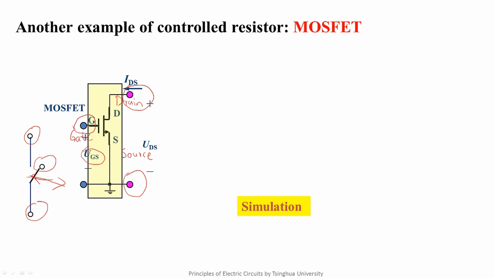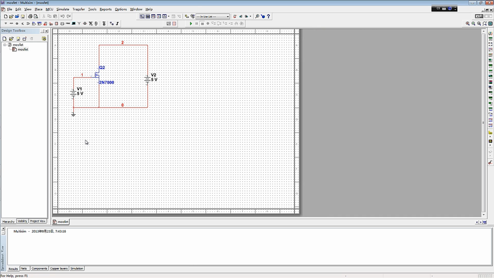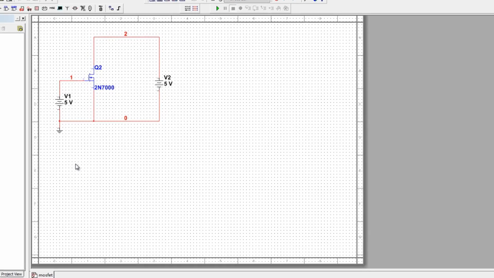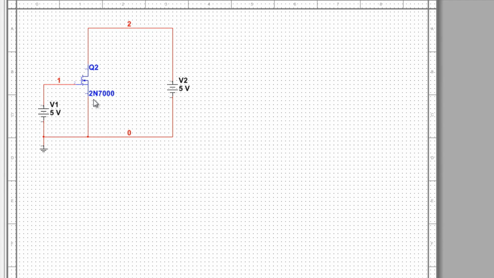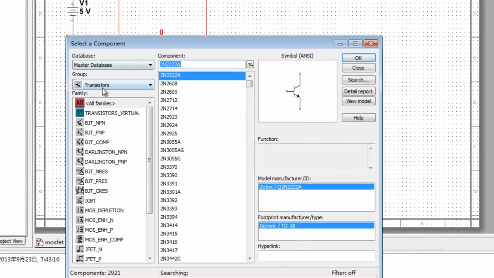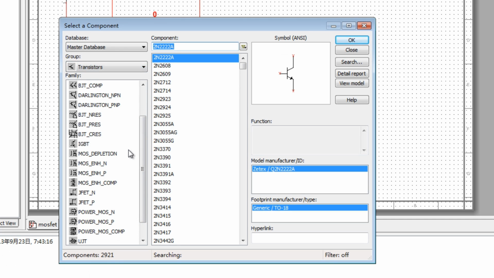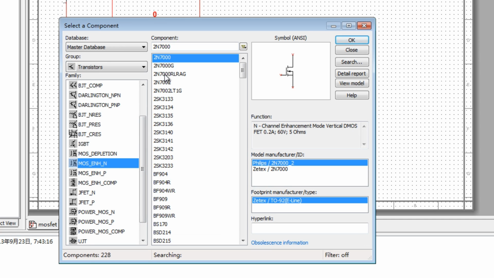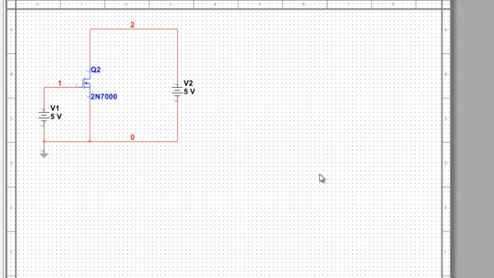Now we start the simulation. We have built a MOSFET simulation circuit in Multisim. In the simulation, we choose the MOSFET model 2N7000. We can show you where to find the transistors. Here are many kinds of MOSFETs. We have selected the enhancement type 2N7000. Of course, there are also many other types. We just take 2N7000 as an example to illustrate. We put a voltage source between G and S. Between D and S, there is a voltage source too.